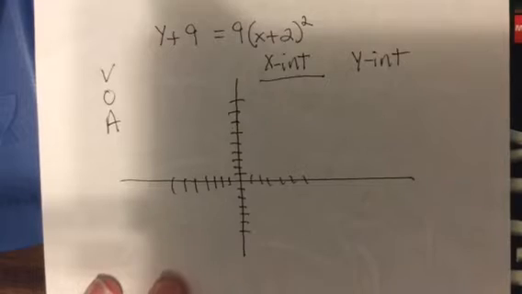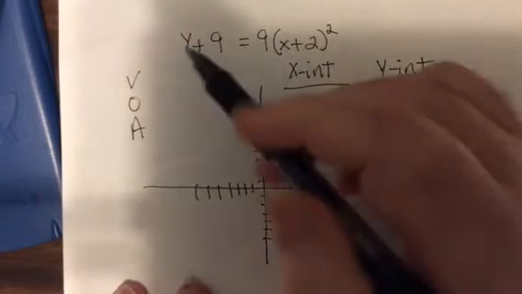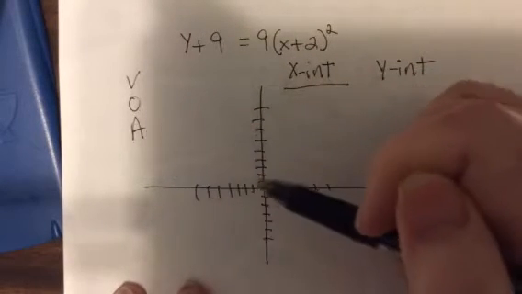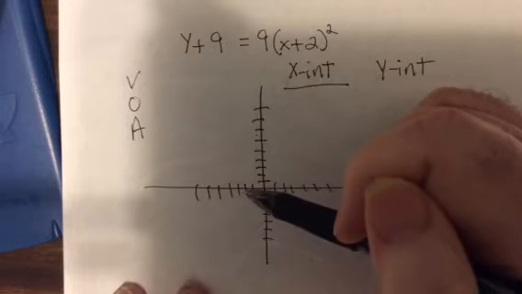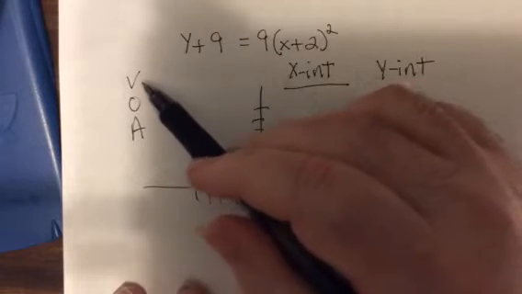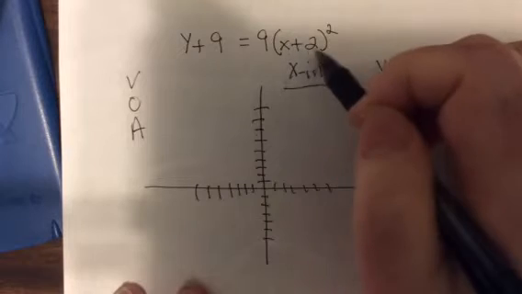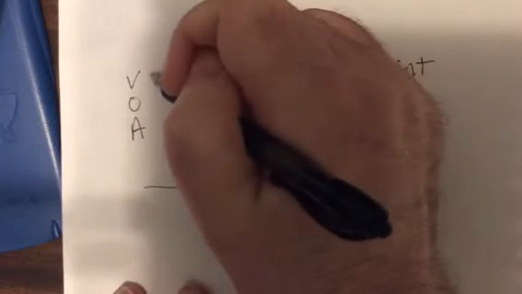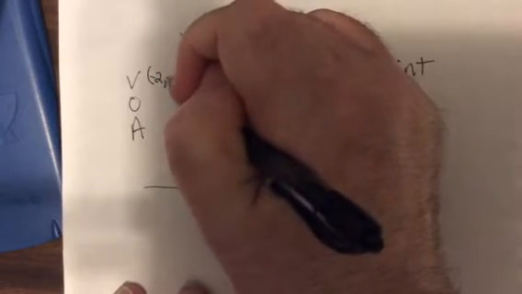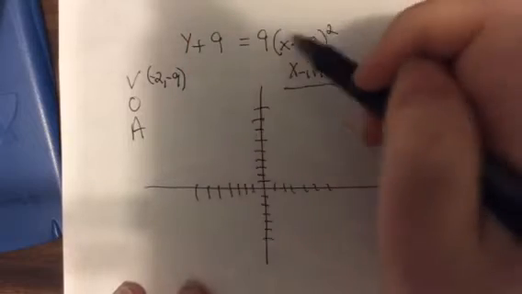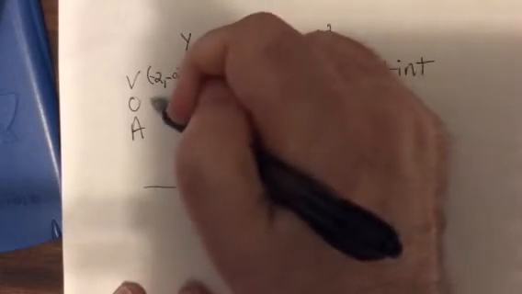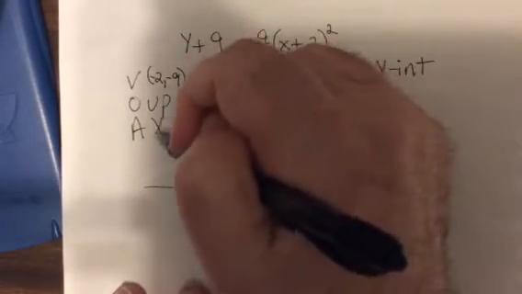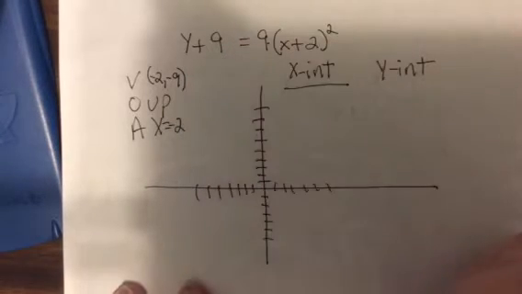So, first thing we gotta do is find the VOA. Do you know your VOA? So, the vertex would be -2, -9. It opens up because this is positive, and the axis is x equals -2.